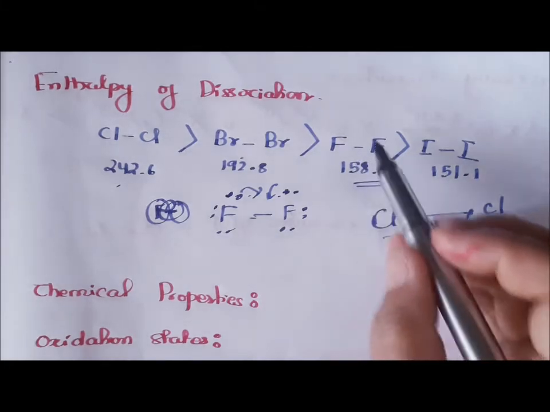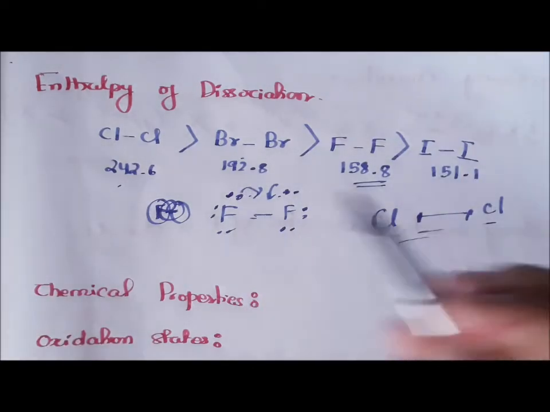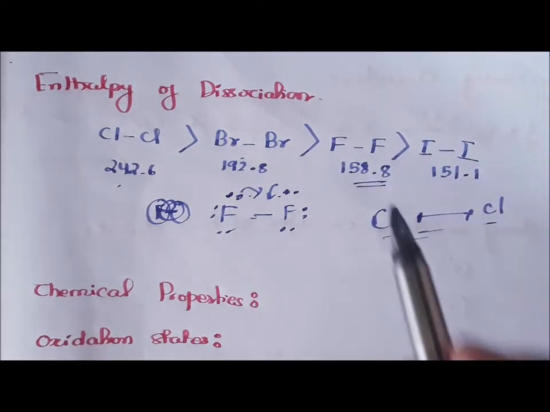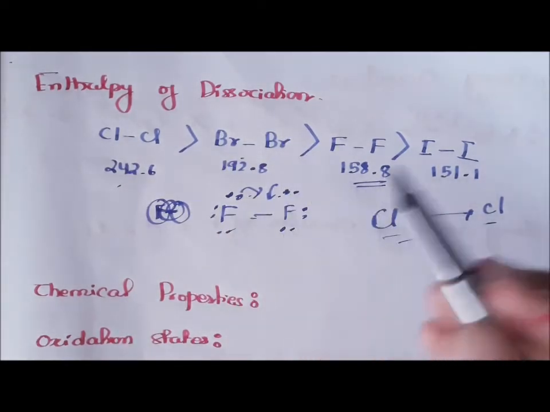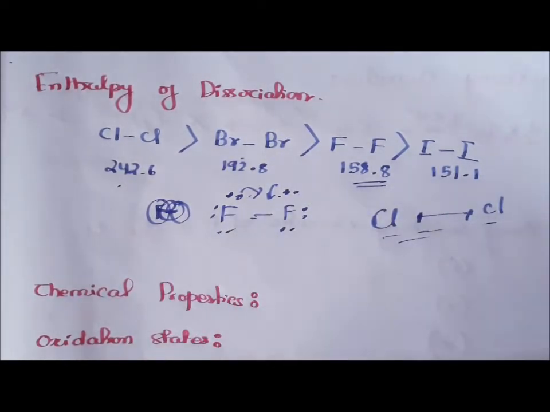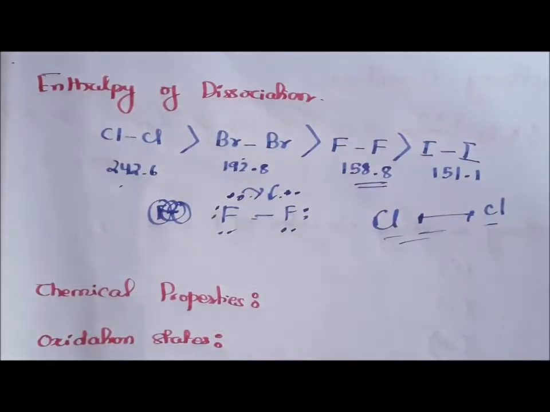Here a question arises: why does fluorine, though it is the first member of the family, have the least bond dissociation enthalpy compared to chlorine and bromine? The reason is its smallest size and high interelectronic repulsion of the lone pairs.